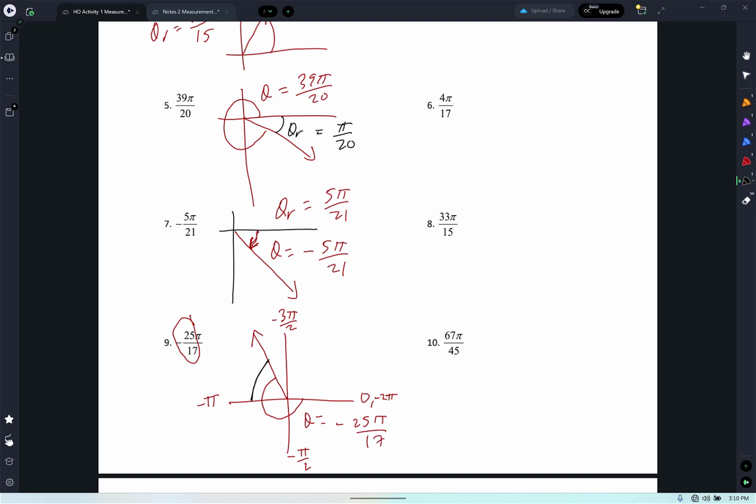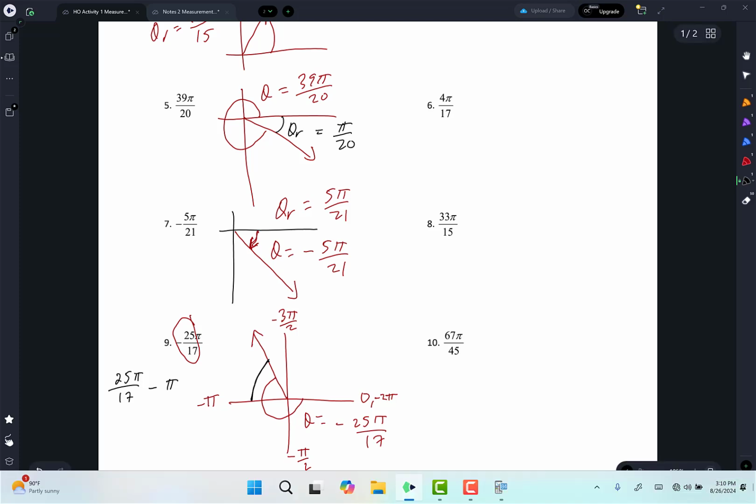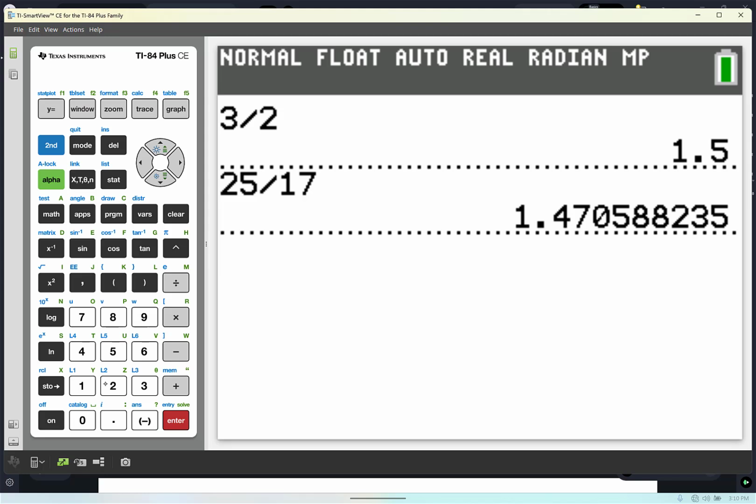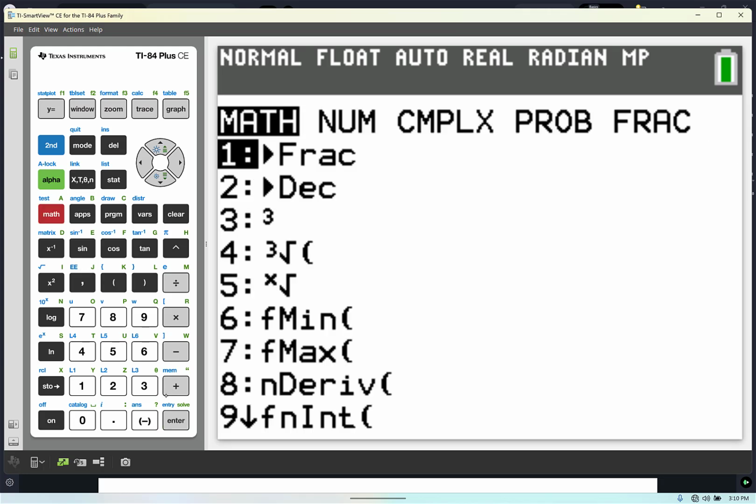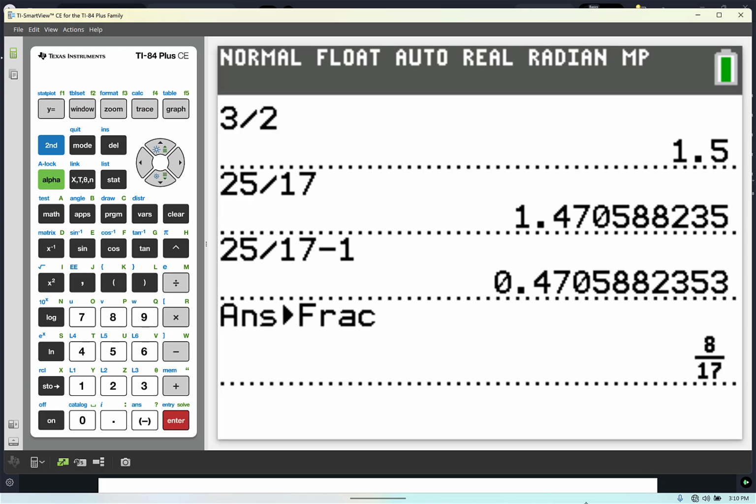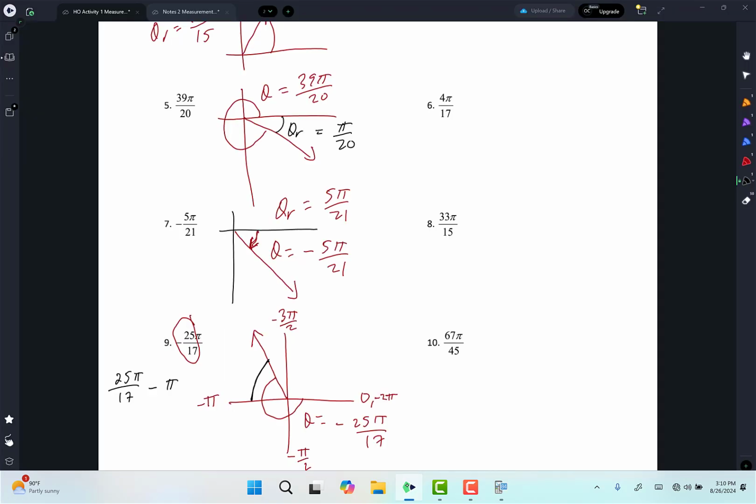You don't have to mess with negative angles. I'm going to slow down. You can just go to the side and go 25 pi over 17 minus pi. How do I do that? Take your calculator and go 25 over 17 minus 1. Turn it into a fraction. Math, frac, enter. 8 pi over 17. It's never negative. Theta r equals 8 pi over 17.